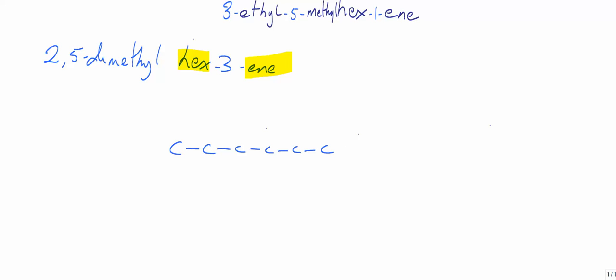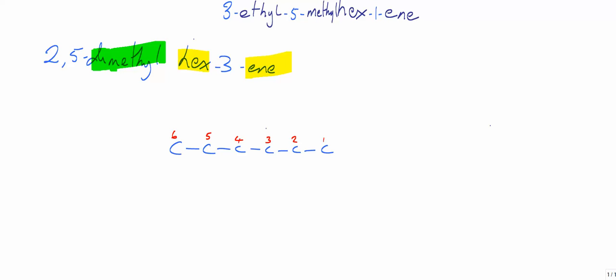We can now number it. Convention says we number from right to left, but it doesn't really matter which way we number it. But I will follow the convention like that. And then we've got our branches as well. We've got 2 methyl branches, you'll notice, dimethyl, on positions 2 and 5.